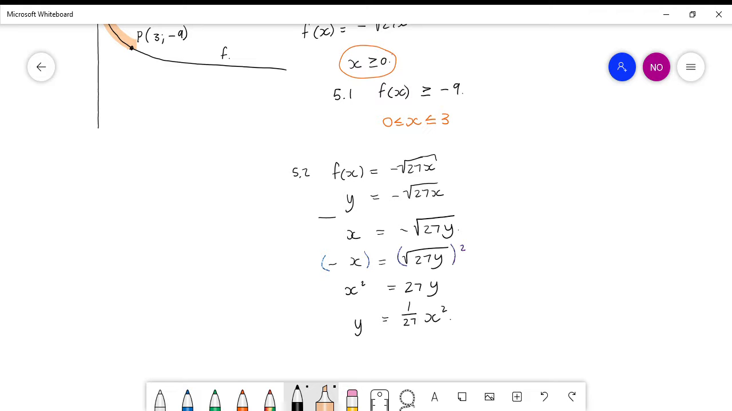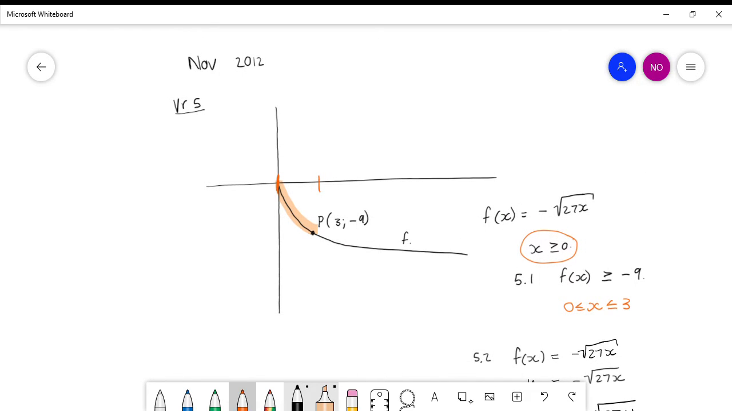Partykeer vra hulle vir jou skryf hom in die vorm so. So dan het jy net daai daar gaan insit. Maar hulle het spesifiek by hierdie ene gevra, skryf hom in die vorm y is gelyk aan. So that's your answer. Sien julle dat daai die vergelyking is van 'n parabool? A parabola has x squared in it. Okay. So if we go and draw that one, it will look something like this.